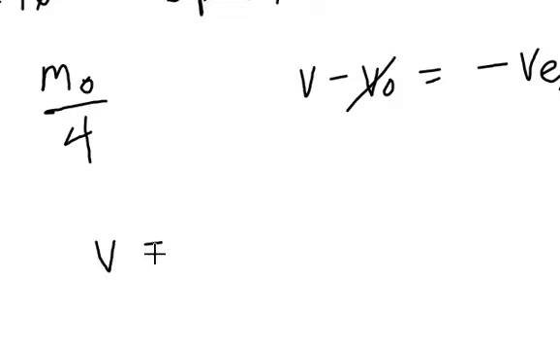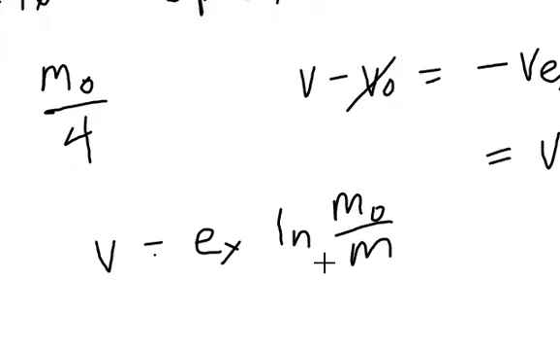So v equals negative... wait a minute. Oh, we just switched the m and M0. Okay, so we're going to have a positive v exhaust times ln of M0 over m. So v equals v exhaust times ln of M0 over m.